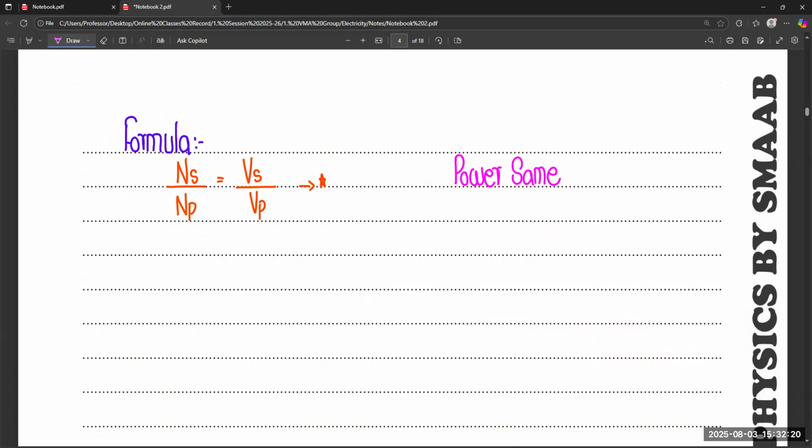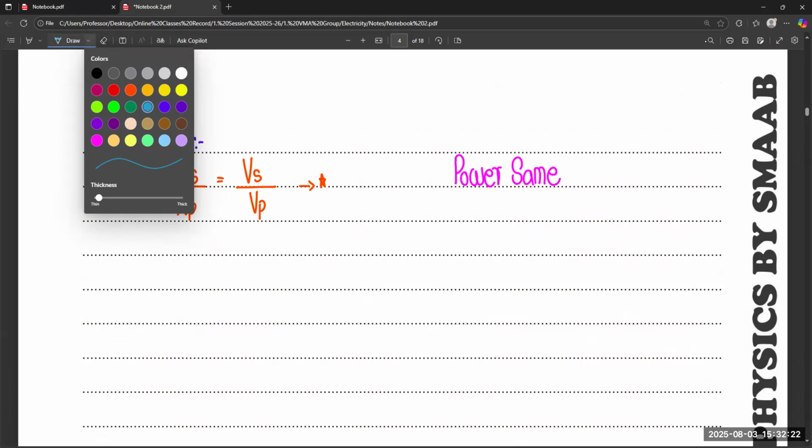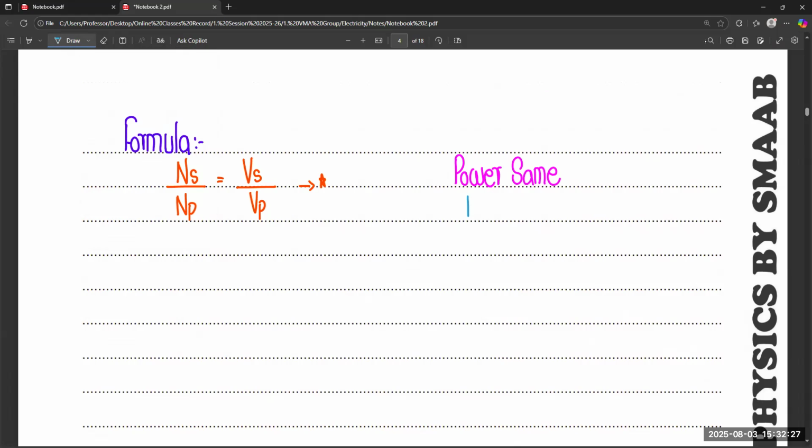Power is the same, which means that the power in the primary coil is equal to the power in the secondary coil. It means the formula of power is VI, the same VI. So this is another equation that helps you to calculate the relation of voltage with electric current.